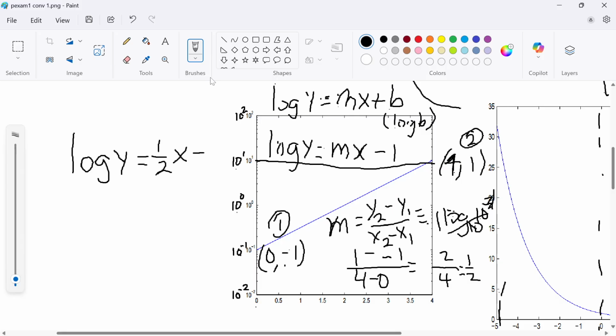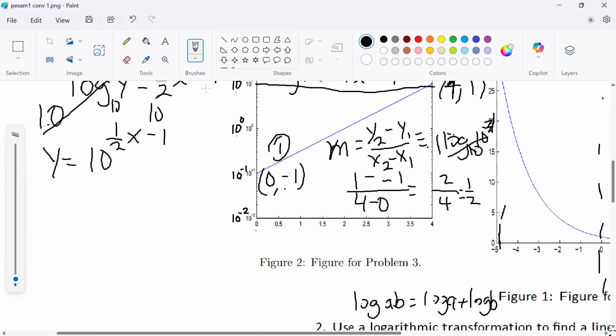x minus 1. Now technically this is log of base 10, so you could do the fish hook, 10 to the 1/2 x minus 1 equals y, or if you don't want to do that, or don't want to remember all that, get rid of that log, you just raise 10 to the power of both sides. So 10 to the log base 10 of y, log base 10 and 10 cancel out, so this is just y equals 10 to the 1/2 x minus 1.